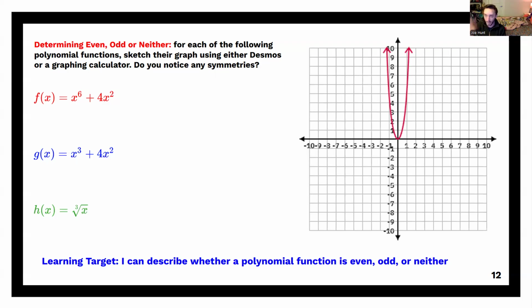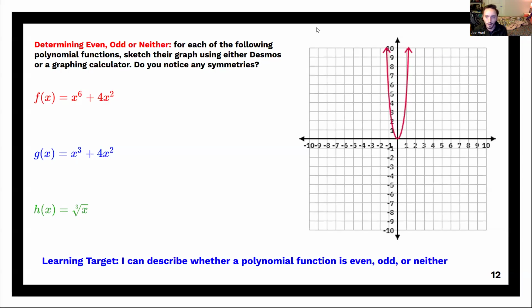One way to do it is to graph the function and take a look at it and see if it exhibits either a rotational or a reflective symmetry. What I notice here is that if I were to sketch, say, a line going down the y-axis, this function in red is a perfect mirror image of itself over that line. If I take one of them and I flip it over, I get the other one out for free.